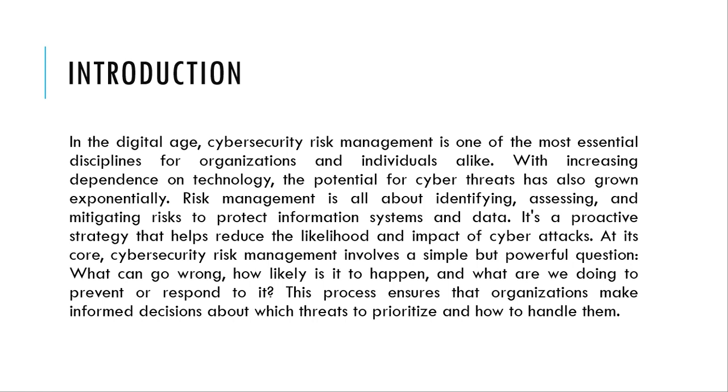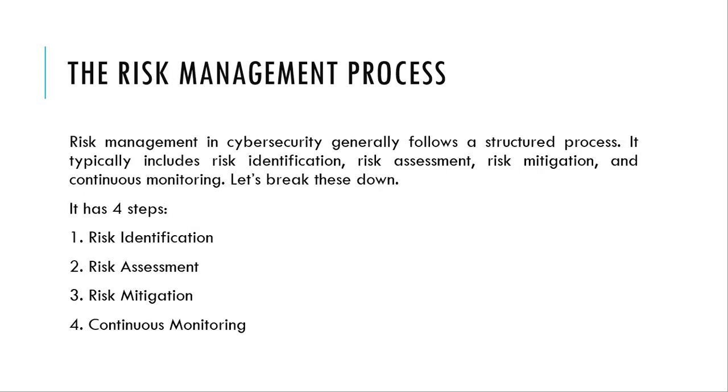At its core, cybersecurity risk management involves a simple but powerful question: what can go wrong? How likely is it to happen? And what are we doing to prevent or respond to it? This process ensures that organizations make informed decisions about which threats to prioritize and how to handle them. Now, the risk management process in cybersecurity generally follows a structured process. It typically includes four main steps, that is, risk identification, risk assessment, risk mitigation, and lastly, continuous monitoring.